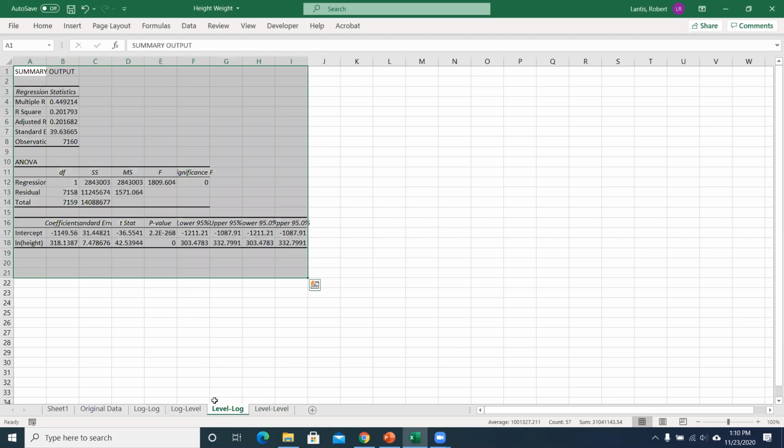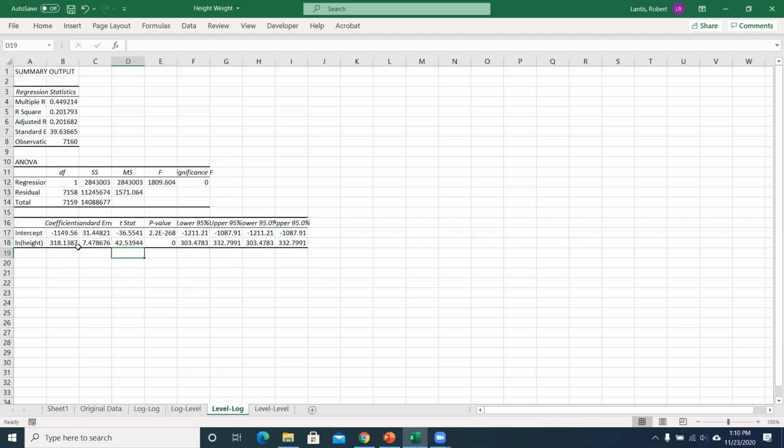Okay. We could then do this level-log. Now, sometimes when you think about these models, the log-level and the level-log, one of them you multiply it by 100, one of them you divide.